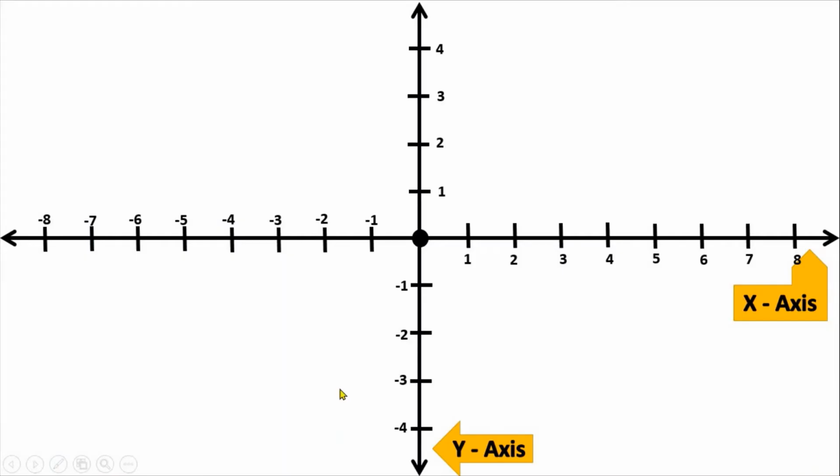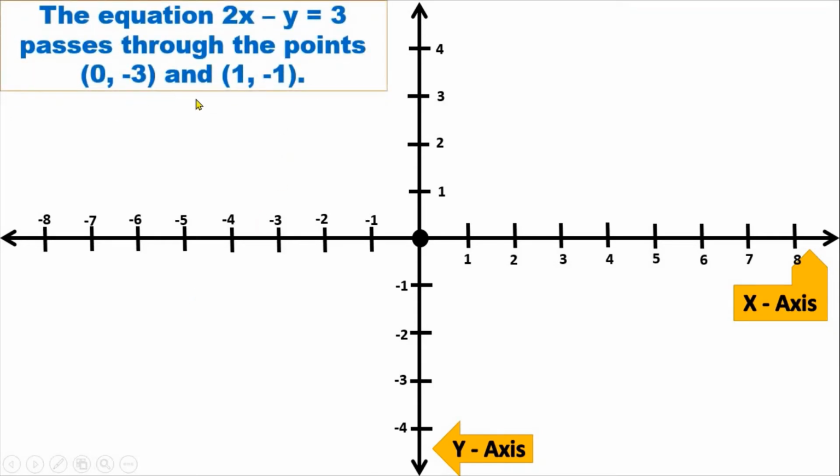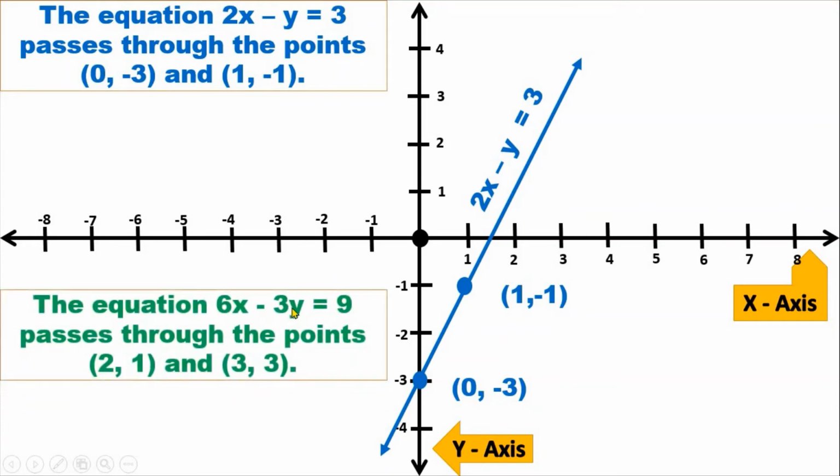Let us draw the graph of those two equations. The first equation passes through the points (0, -3) and (1, -1). Plotting those, (0, -3), (1, -1), connecting those two points will give us the graph of 2x minus y is equal to 3. The second equation, 6x minus 3y is equal to 9, passes through the points (2, 1) and (3, 3). Plotting those two points, (2, 1), (3, 3), then we will connect those two points to form the graph of 6x minus 3y is equal to 9.